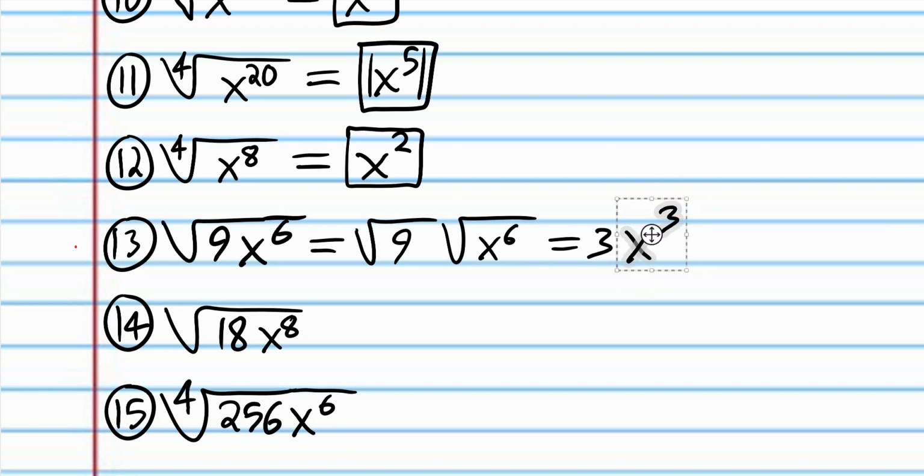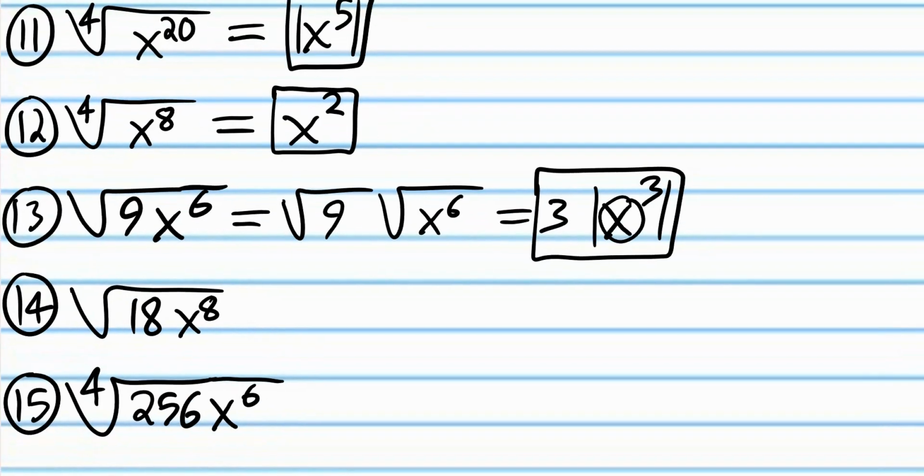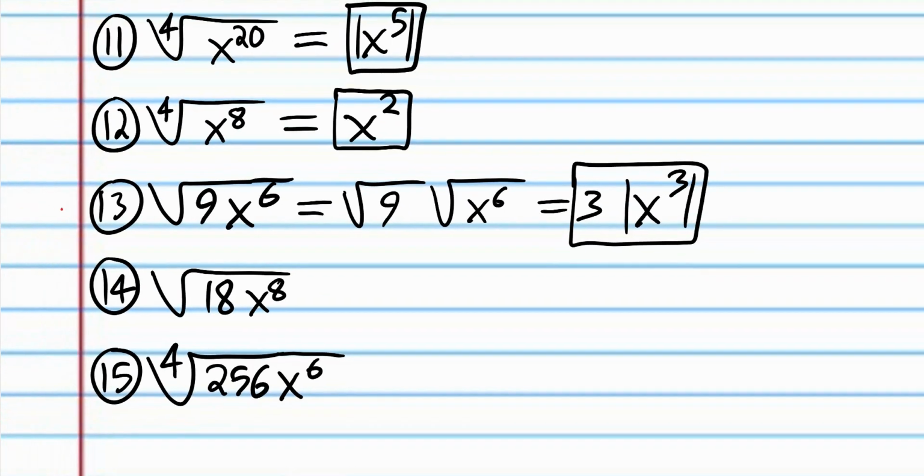But look out, this is an odd power. So, because we have an even index, as long as there's a positive inside here, we should have a positive answer. So we have to change it to positive. Because if you raise a negative number to an odd power, you get a negative, but we can't have that. We know our answer has to be positive.